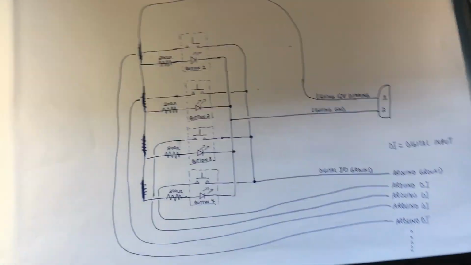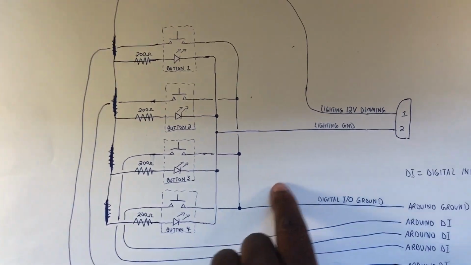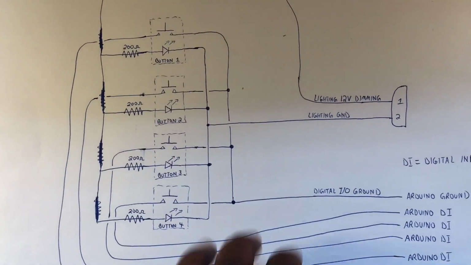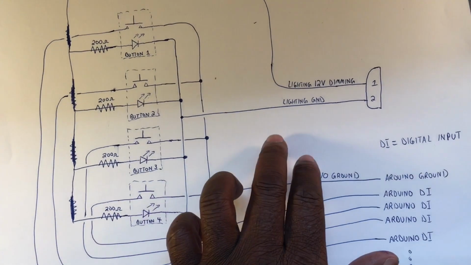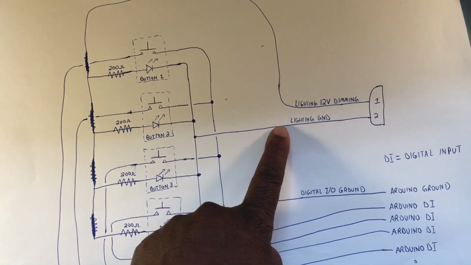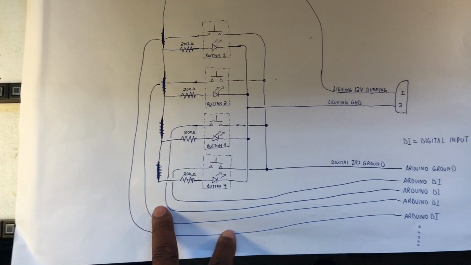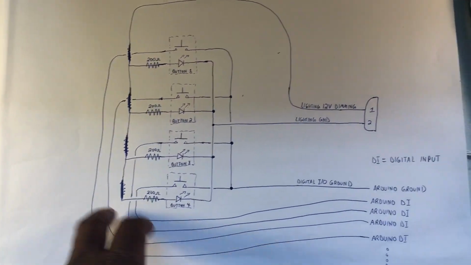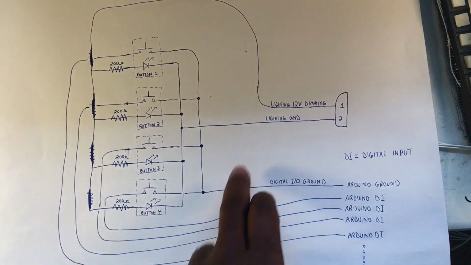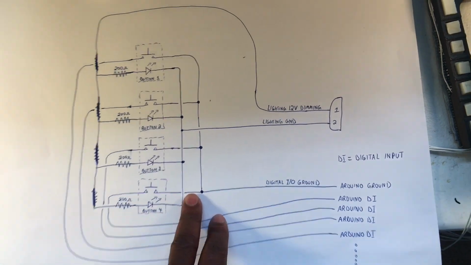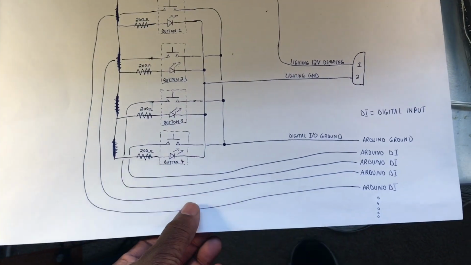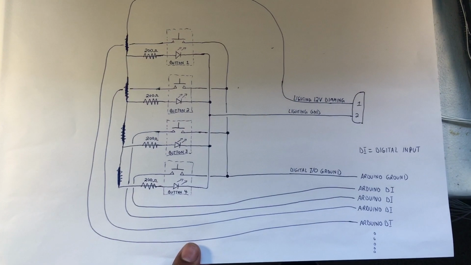So when you're wiring your assemblies, it's always a good idea to separate your lighting ground from your digital ground. And this is just a sample circuit to demonstrate how we keep the two grounds separate. So that may save you some headaches in the future.